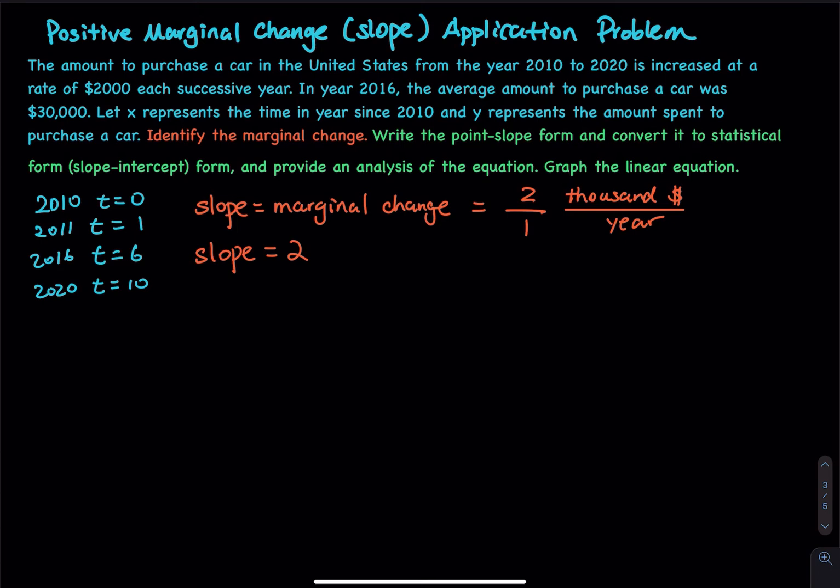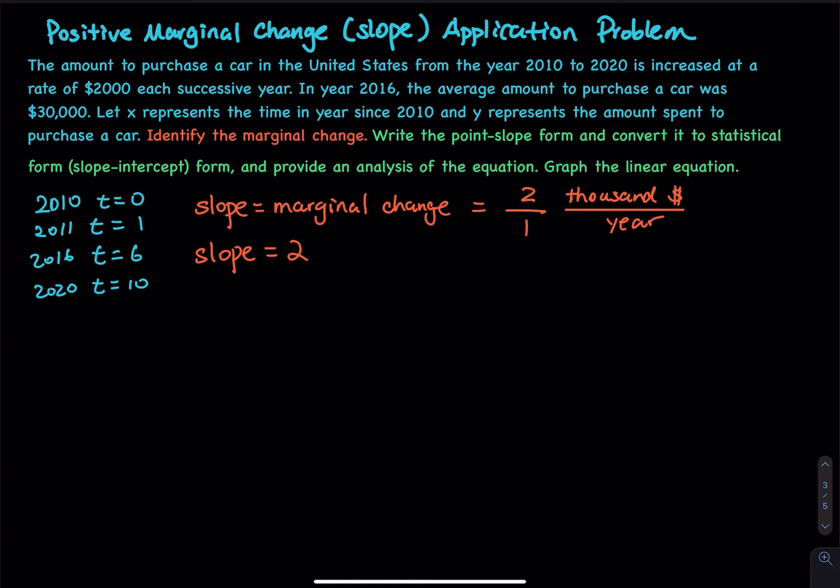And then 2011, that is the next year, so we call t equals 1, or x equals 1. And then 2016 is 5 years later, so 1 plus 5 equals 6. And then 4 years later is 2020, so you add 4 to the 6, and 6 plus 4 equals 10.